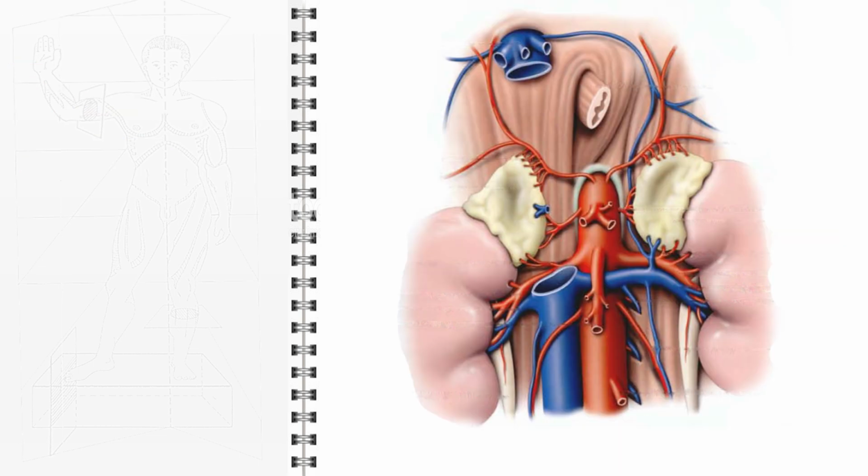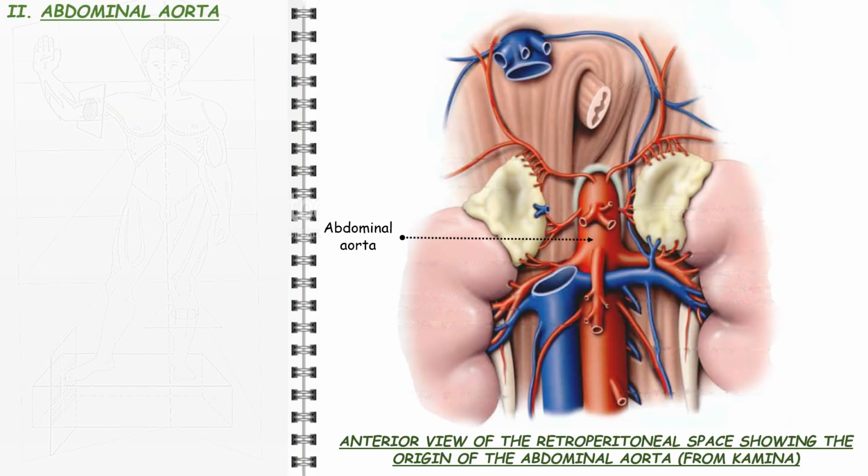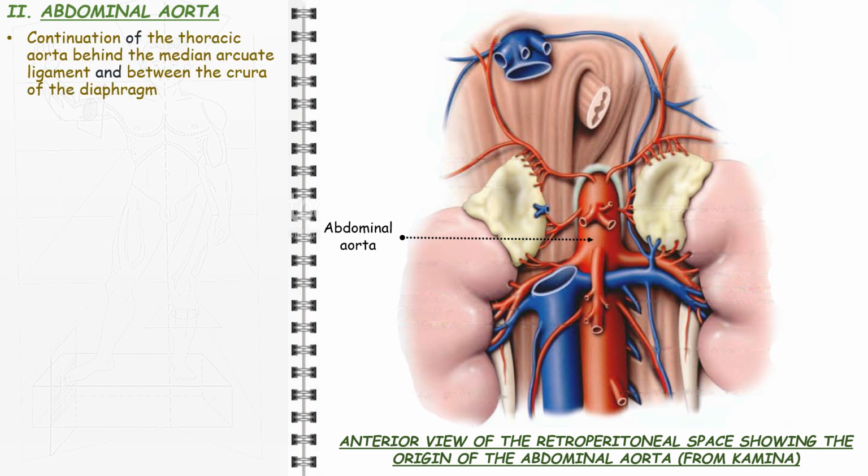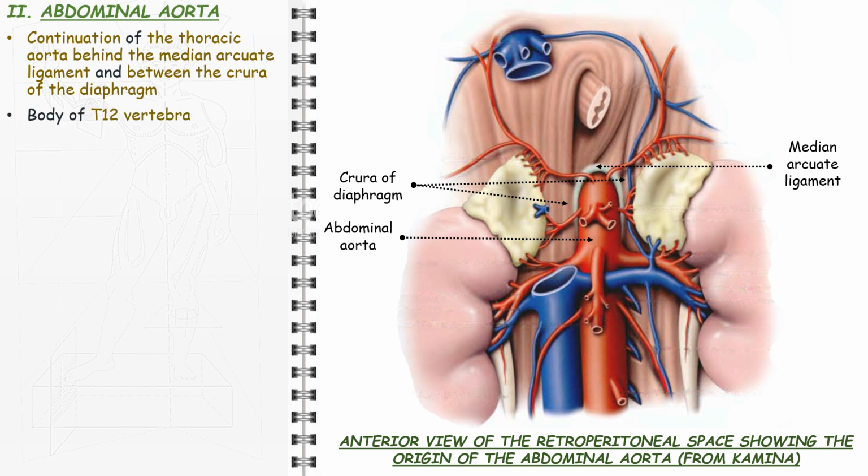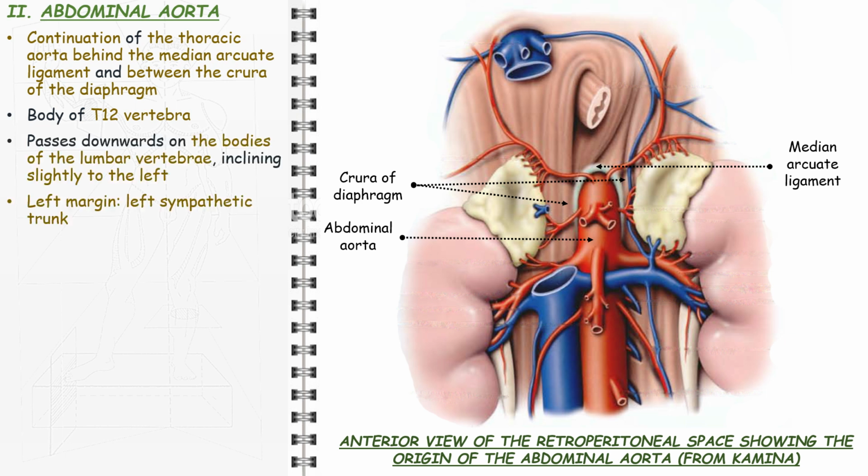Beginning with the abdominal aorta and its branches, the thoracic aorta becomes the abdominal aorta on passing behind the median arcuate ligament and between the crura of the diaphragm, on the front of the body of T12 vertebra. It passes downwards on the bodies of the lumbar vertebrae, inclining slightly to the left, with the left sympathetic trunk at its left margin. On the body of L4 it divides into the two common iliac arteries.